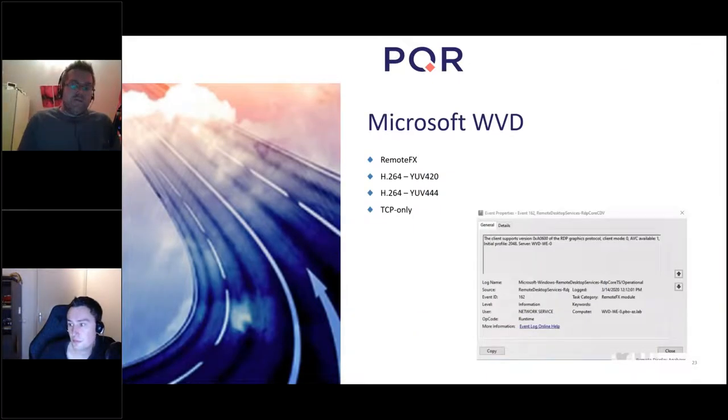From Microsoft WVD, they have the following remoting protocols, like RemoteFX. That's the remoting protocol from Microsoft. They also use it for RDP. You can also switch the codec to H.264 with YUV 420 compression if you have low bandwidth. And if you have a 2D CAD workload, you can also use the H.264 YUV 444 mode. The downside of Microsoft WVD at the moment is that this is a TCP-only protocol. So if you don't have that much bandwidth, you will experience some latency over the line.